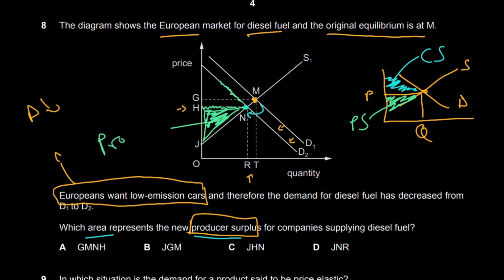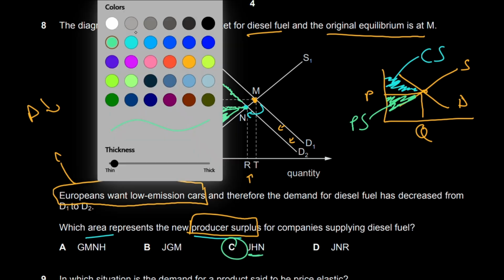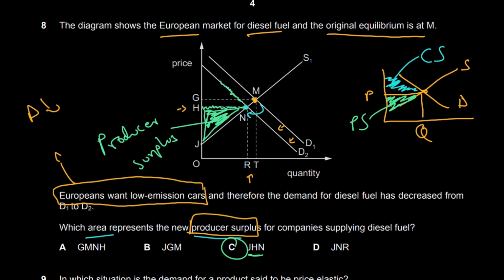This one will be our producer surplus. So it can be denoted by H, N, and G. So J, H, and C is the correct answer. So once you know how it works, basically, it's quite easy to figure out from any type of questions.